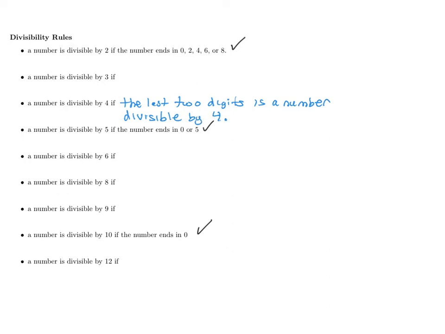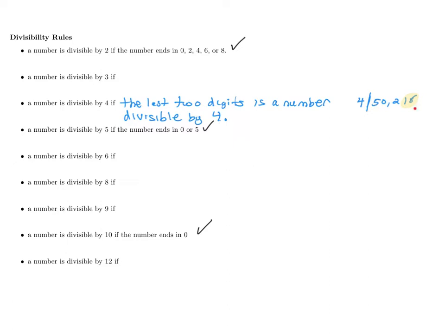So an example for this would be 4 divides 50,216. Now, why is this true? The reason that I know this is true is the last two digits form a number, and 4 divides that number.